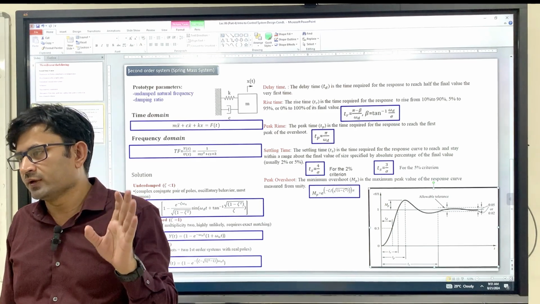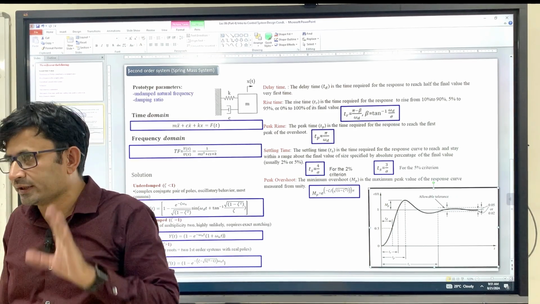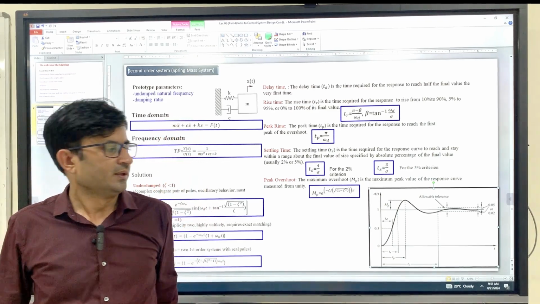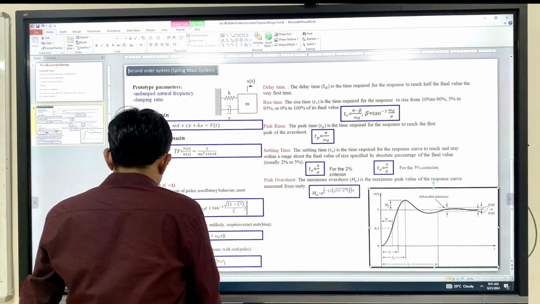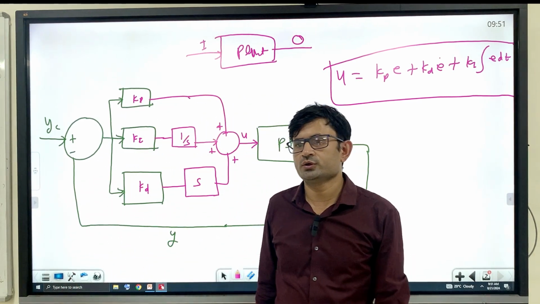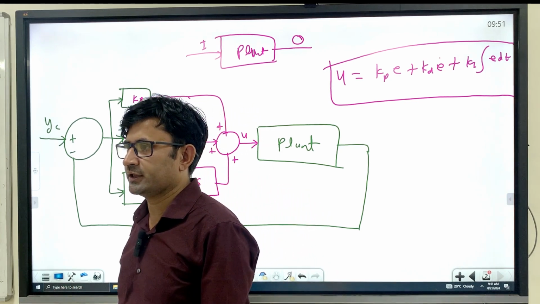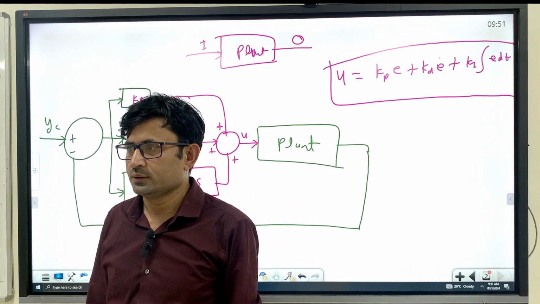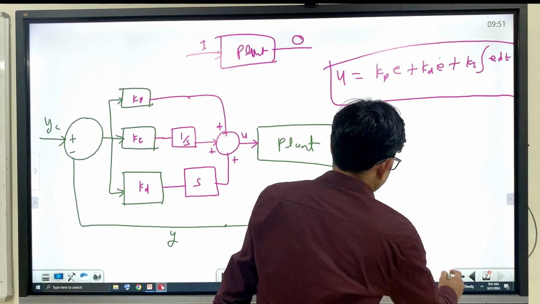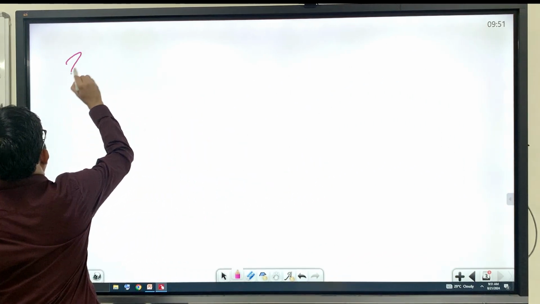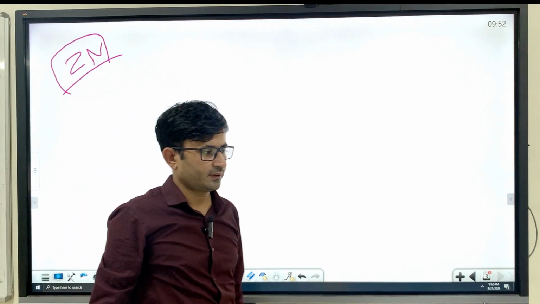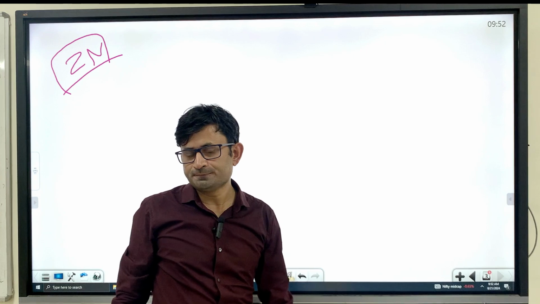So one thing is very clear. If you don't know anything, do hit and trial. But it's three gains, so many combinations will come. It is not a proper way of selecting the gain. So instead, what you can do is use the Ziegler-Nichols method in order to tune your controller or find out the initial gain. So I will tell you the Ziegler-Nichols method for finding out the gain.